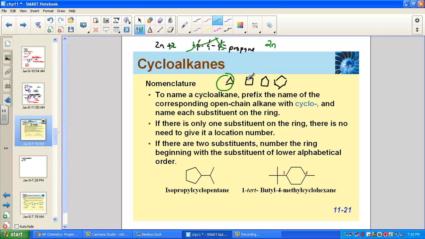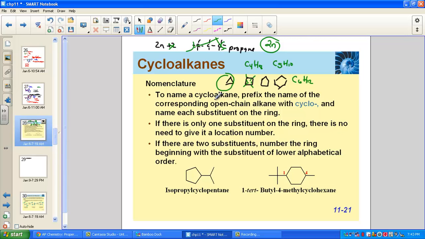So again, here's cyclobutane, 4 carbons. There would be 1, 2, 3, 4, 5, 6, 7, 8 hydrogens. 2n gives us the cyclo structure. Cyclopentane, C5H10. Cyclohexane, C6H12. All are saturated molecules, meaning that they're all single bonds.